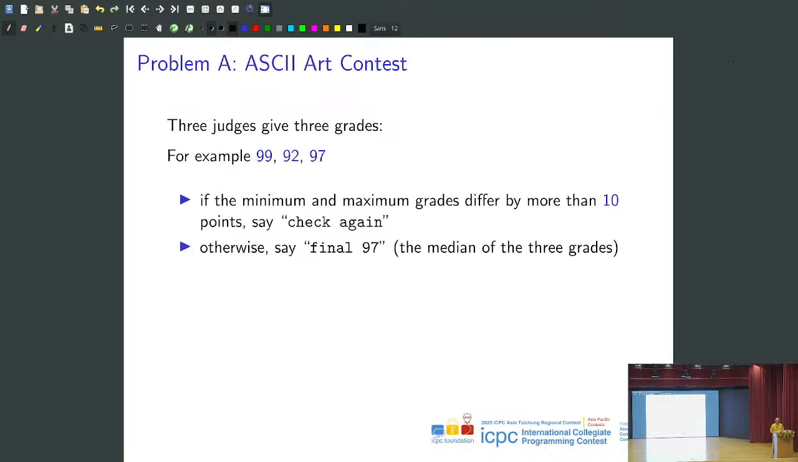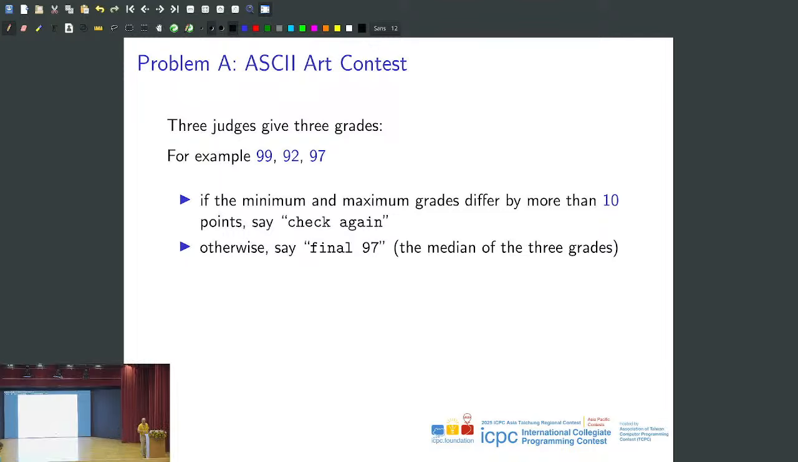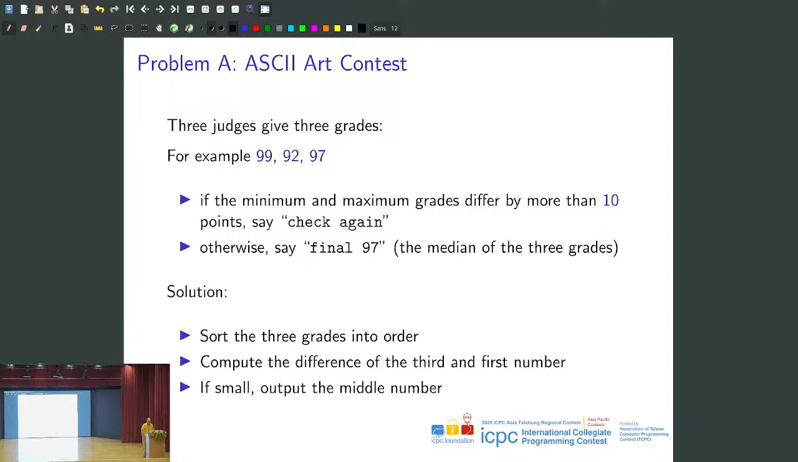I think the first problem, the warm-up problem, was not so hard and was solved by every team as far as I've seen. Three numbers, do they differ by more than 10? Then say check again, otherwise you should output the median. So I personally would solve it by sorting them and then comparing the first and the third. I looked up the first team that solved it, and they did it exactly the same way, using sort.